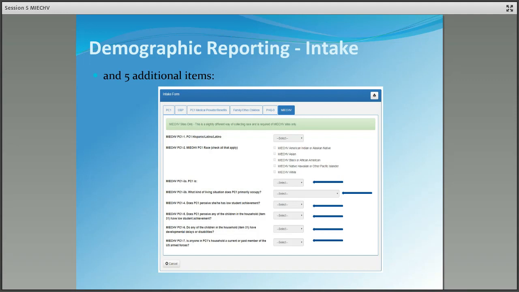Second, MCV programs must also report PC1's living situation in 3A and 3B, whether PC1 perceives that he or she has low student achievement, whether any of the children in the household have low student achievement, whether any of the children in the household have developmental delays or disabilities, and whether anyone is a member of the U.S. Armed Forces.